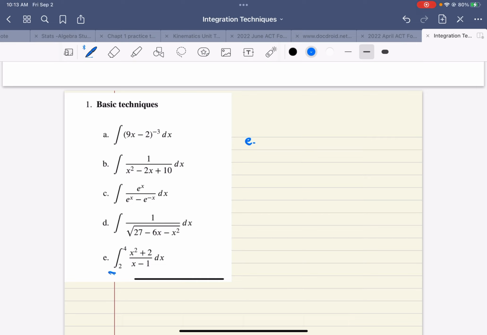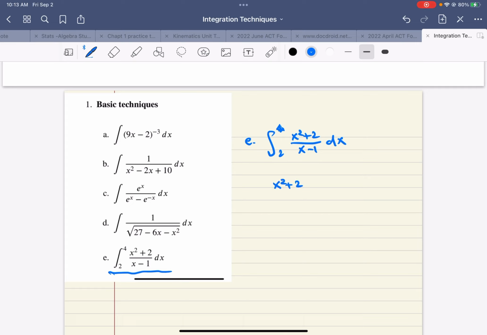So this is a definite integral. So you're gonna have only number. So how are you gonna do that? X squared plus 2 over x minus 1 dx. So you need to do long division. If it's a rational expression like that, then you do long division.